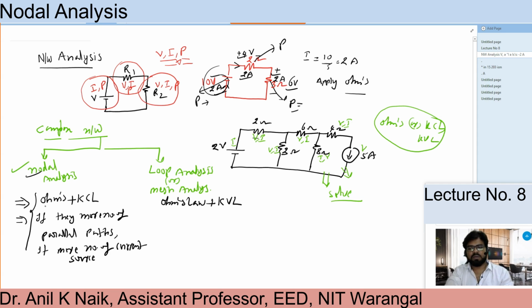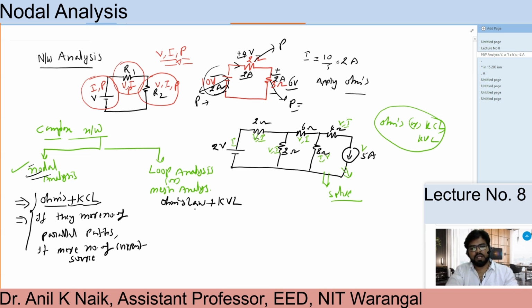Simply, we are applying the combination of Ohm's law and KCL in nodal analysis. To which kind of network do you apply nodal analysis? If, by seeing the network, you find that more parallel paths are there and more current sources are available in the given network, then you can directly go for nodal analysis.